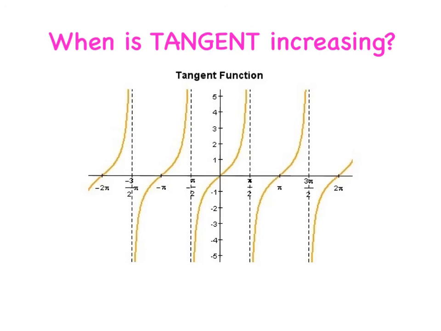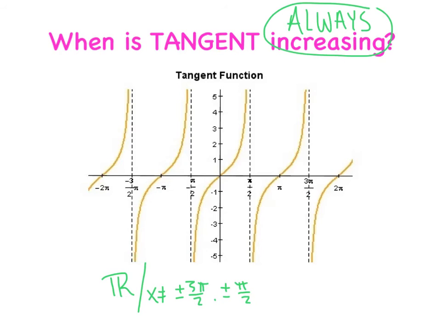When are we increasing? For all values of x, with some minor exceptions. So we'd say we're increasing for all real numbers except at the odd multiples of pi over 2. So we could say except x is not equal to plus or minus 3 pi over 2 and plus or minus pi over 2. But everywhere else, it's always increasing. So I'm going to put the word up here, always. In other words, tangent's never decreasing.